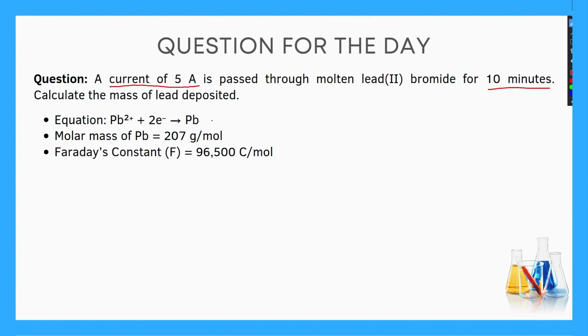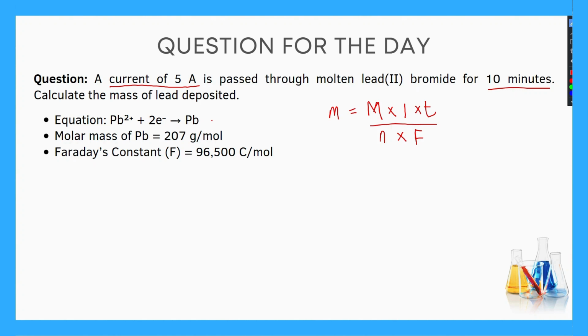Now Faraday's second law of electrolysis has a mathematical formula, and that formula says that the mass of a substance deposited, M, is equal to the molar mass of that substance times the current I times the time T, divided by the number of electrons involved in the reaction multiplied by Faraday's constant. All right, so now that we have our formula in place, let's go ahead and input all the variables and get our answers.